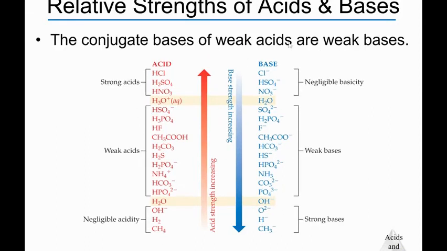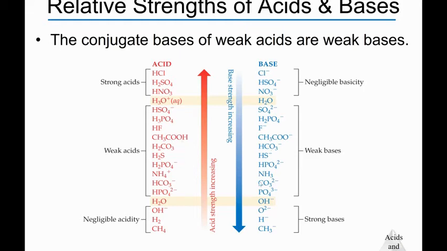The conjugate bases of weak acids are weak bases. So all of this area in the middle that we were talking about with weak acids basically donating that proton, the weak base that accepts that proton, they do it, but they're not really that good at it. So if we look at acetic acid, which is right here, CH3COOH, and its conjugate base, which is the acetate ion, the acetate ion is not very good at accepting protons, and acetic acid is not really that great at donating protons.